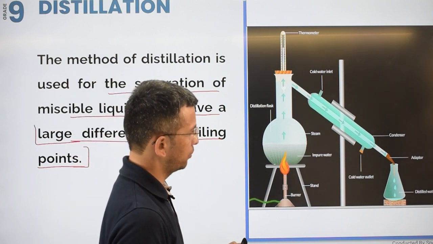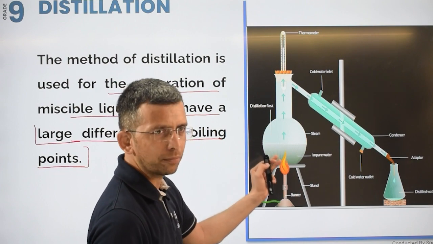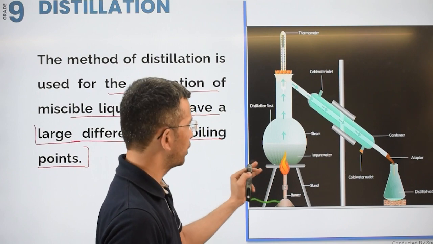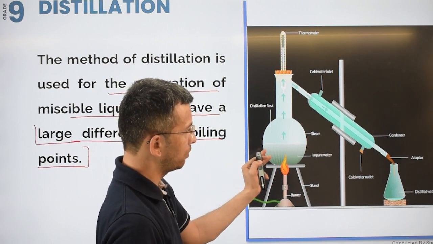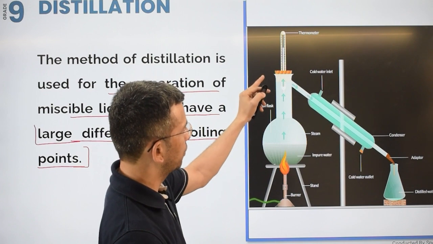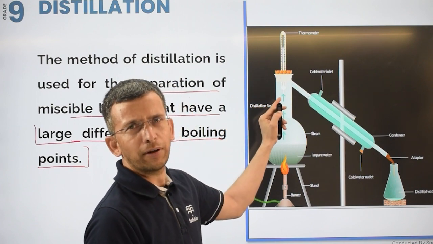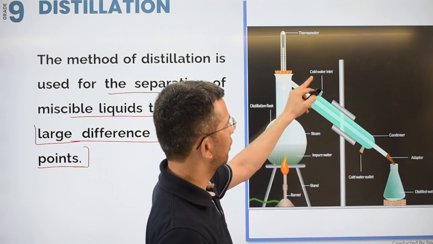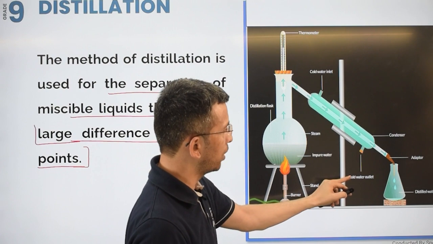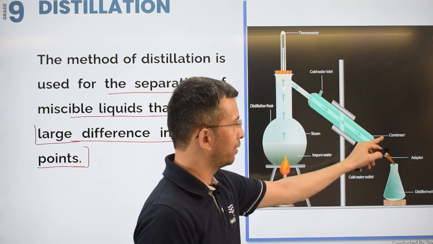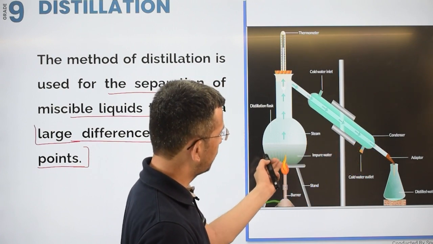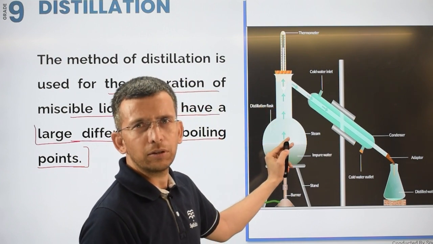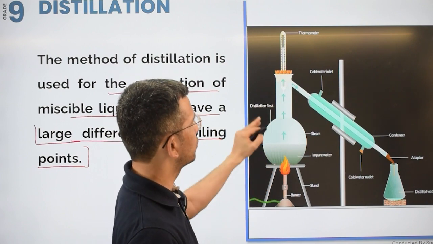In this method, as you can see here, this is the entire setup. This is my Bunsen burner, this is my tripod stand, this is the round bottom or flat bottom flask, and here we have the thermometer just to find out the temperature. This is my condenser. Here we have the cold water inlet and this is my outlet. The vapors will come up here. This is my distillation flask.